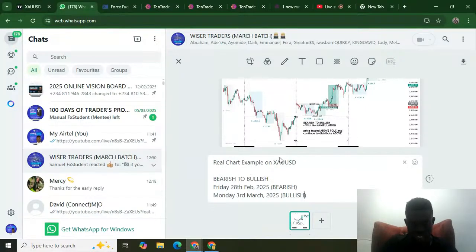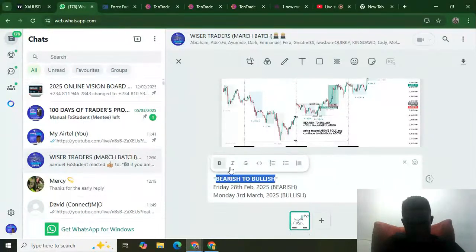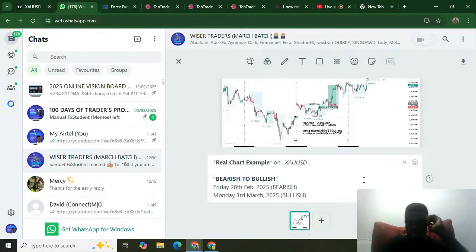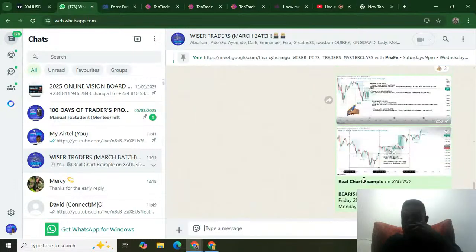So this is a real chart example, right? Real chart example. This is what we call show workings. I don't just talk, I show workings. Bearish to bullish. Don't joke with this edge. I beg you, please, go and backtest it.